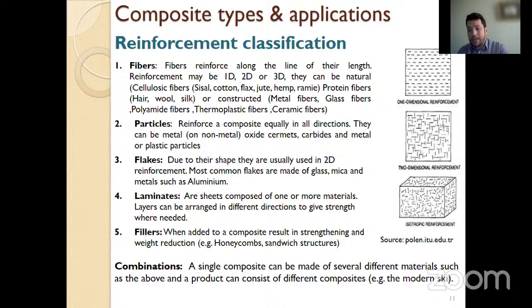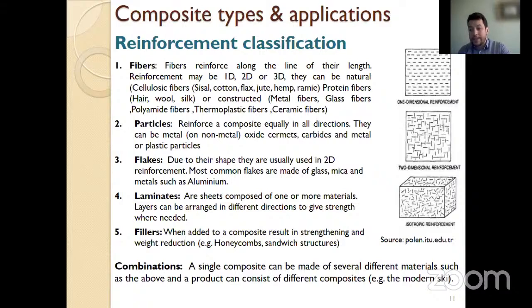We have also the particles, which reinforce a composite equally in all directions. They can be metal or non-metal, oxide ceramics, carbides, and metal or plastic particles. We have flakes, which, due to their properties, are usually used in 2D reinforcements. Most common flakes are made of glass and mica and metals, such as aluminum.